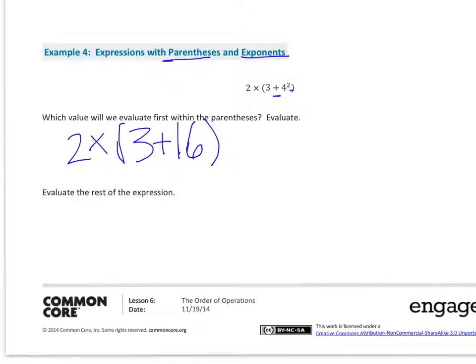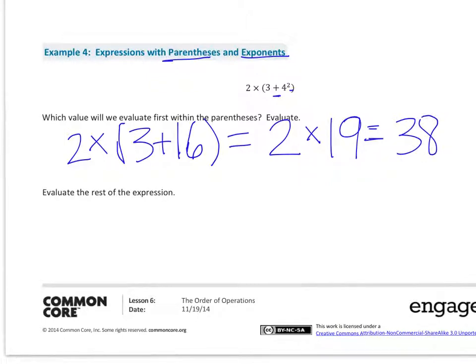Well, now what do we do first? Well, 3 plus 16 is in the parentheses, so that always goes first. So 3 plus 16 is 19. I'm going to draw an equal sign because these will mean the same thing. So now we have 2 times 19. And 2 times 19 equals 38.